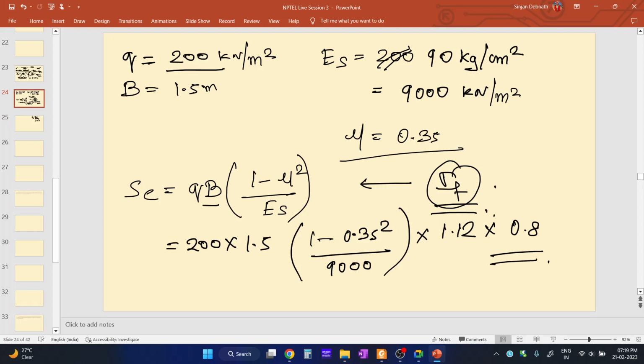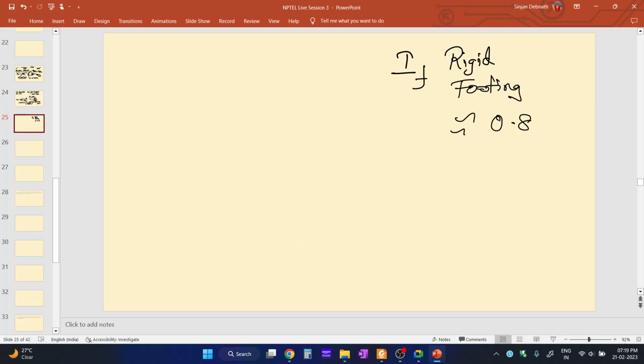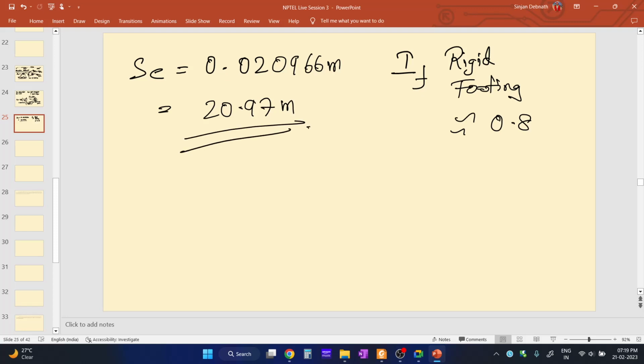Okay, now if you solve this equation, you will get Se, that is the elastic settlement. Se will be equal to 0.020966 meter, that is 20.97 mm. Okay, so this one is the value of elastic settlement, that is immediate settlement. So have you understood? If you have any doubt, you can ask me, or I will proceed to the next question.